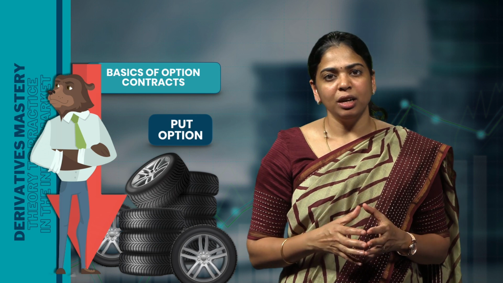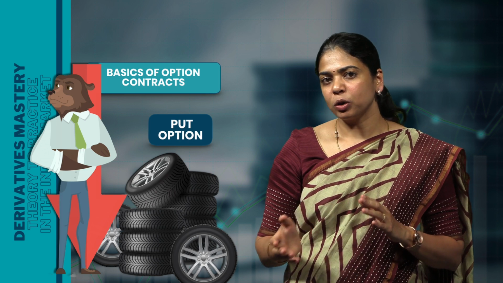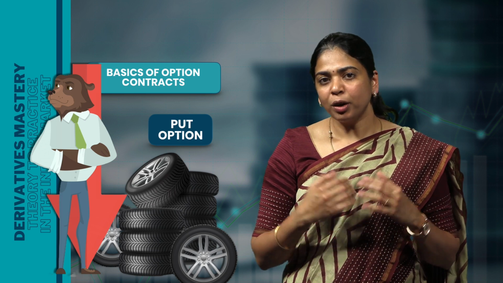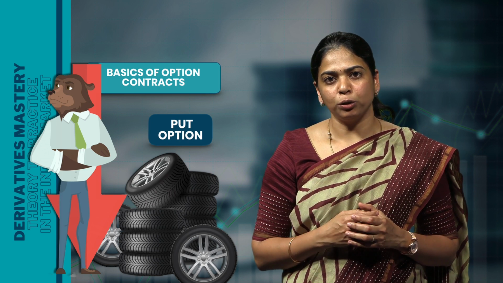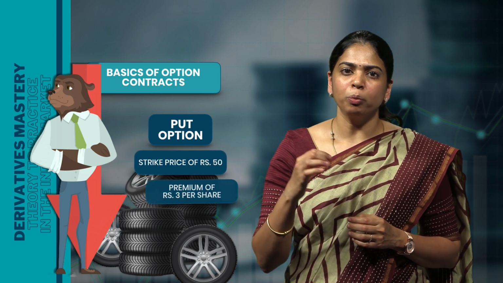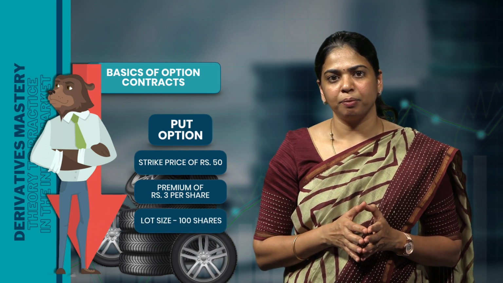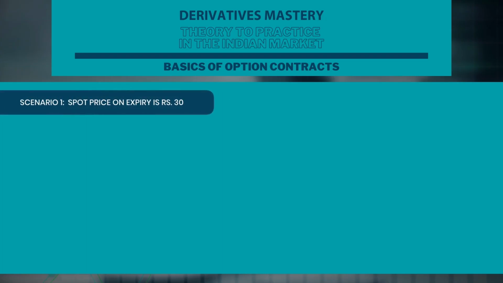Let's consider Mr. Ravi, who owns shares of Apollo Tyres. He is concerned that the price of the stock might drop in the near future. So, to protect himself, he decides to buy a put option. He selects a strike price of rupees 50 and pays a premium of rupees 3 per share. And the lot size for this option is 100 shares. Let's say that by the time the option expires, the spot price of Apollo Tyres has fallen to rupees 30.